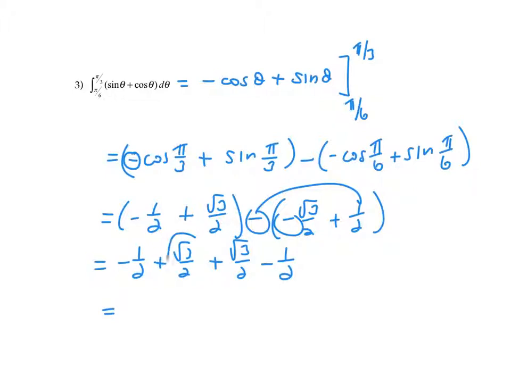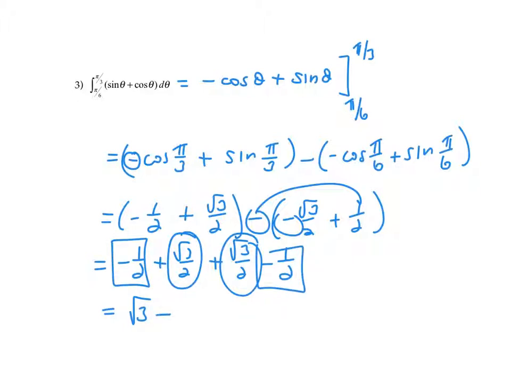And when we take the square root of 3 over 2 plus the square root of 3 over 2, it does give you 2 square root of 3 over 2, but that would just simplify to the square root of 3. And negative 1/2 minus 1/2 is negative 1. Final answer. You could also have rewritten your original function as sine theta minus cosine theta, and then plugged in those values for theta.